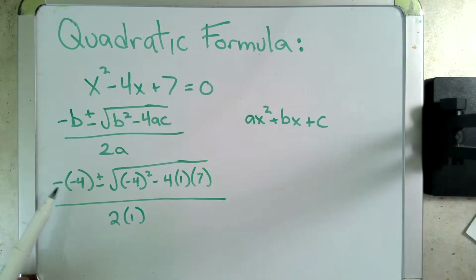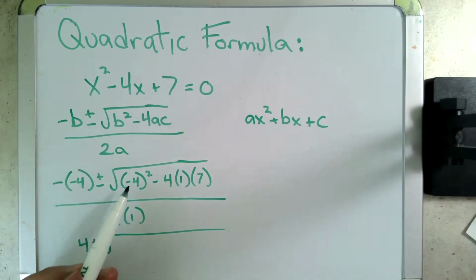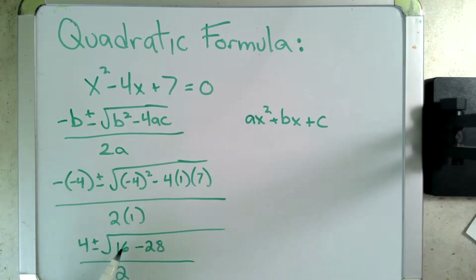All right, negative 4, that's plain old positive 4, plus or minus the square root of negative 4 squared, that's positive 16, minus 4 times 1 times 7, that's minus 28, all over 2 times 1. 16 minus 28, that's negative 12.